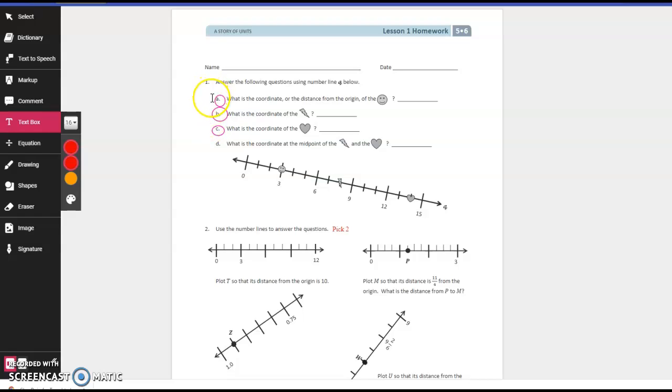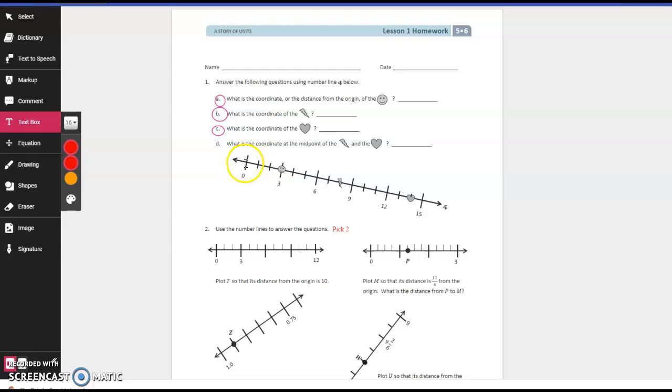For part A, what is the coordinate or the distance from the origin of the smiley face? Okay, first things first, yesterday you should have figured out origin is 0. It's that starting point. On your number line it's 0. When you've got a chart, it's always going to be down here where 0 and 0 meet. So, what's the coordinate or the distance from the origin to the smiley face?